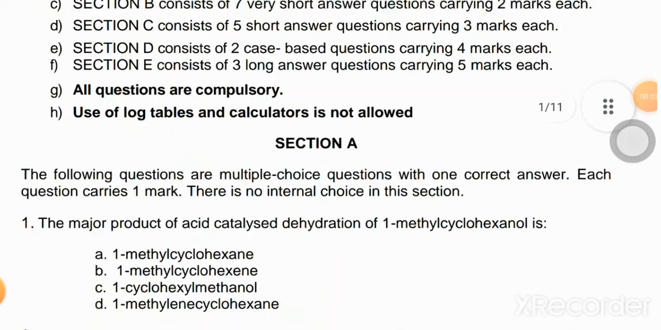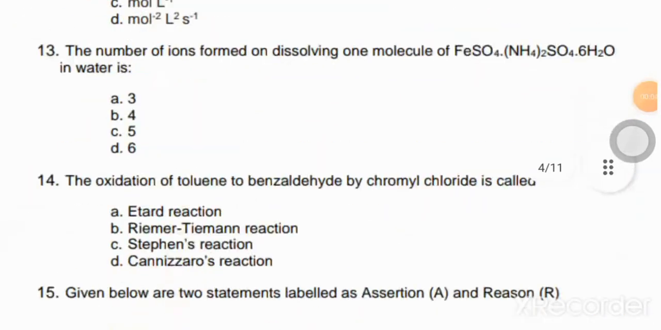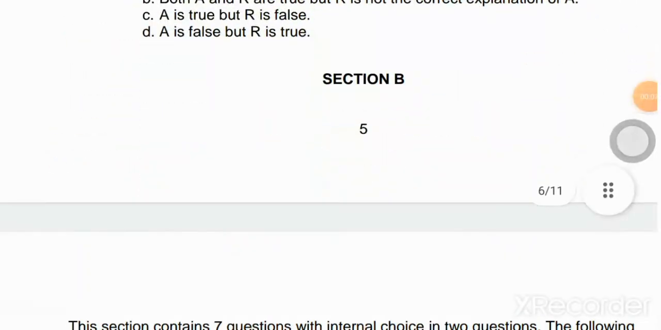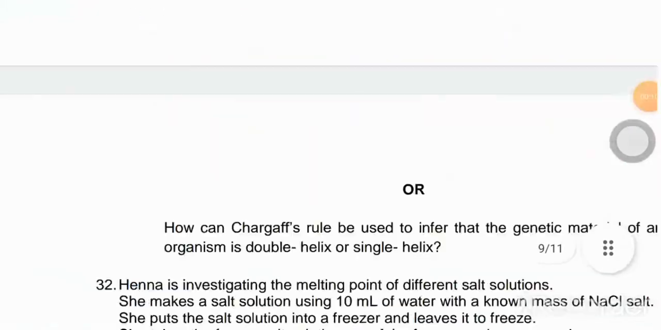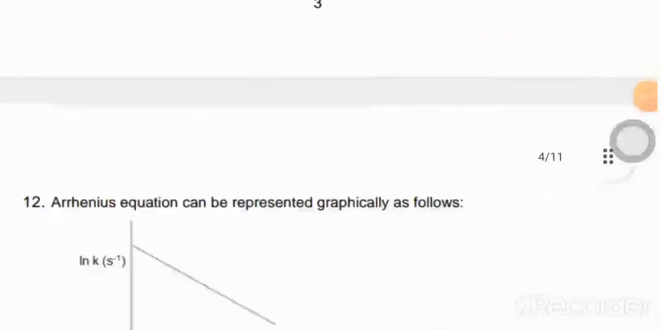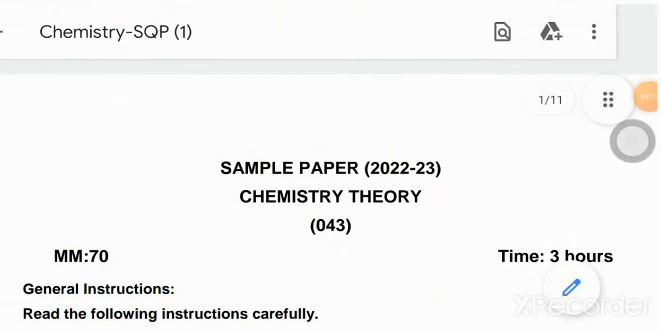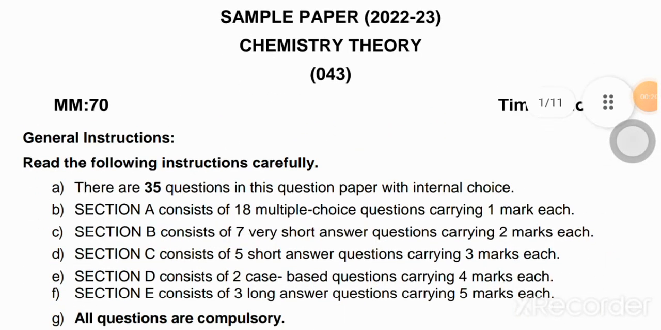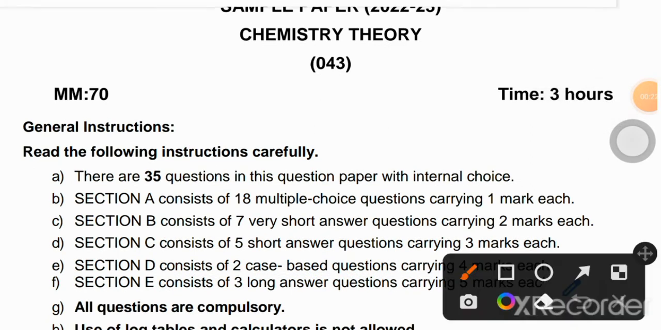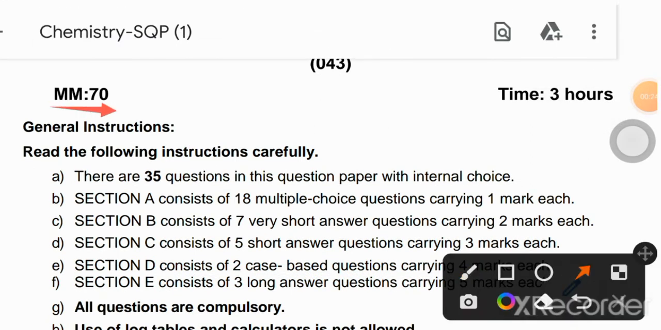In this video, I am going to explain about the sample paper of class 12th chemistry, recently released by the CBSE. The detailed information we will discuss in this video. Let me start the sample paper of chemistry. This paper consists of a total of 70 marks, and this 70 marks paper is to be completed in 3 hours. They have given some instructions.